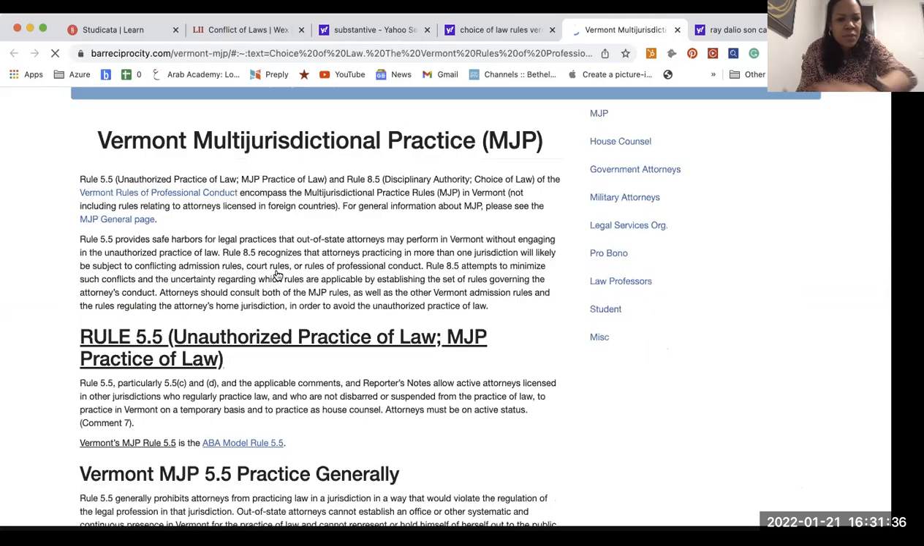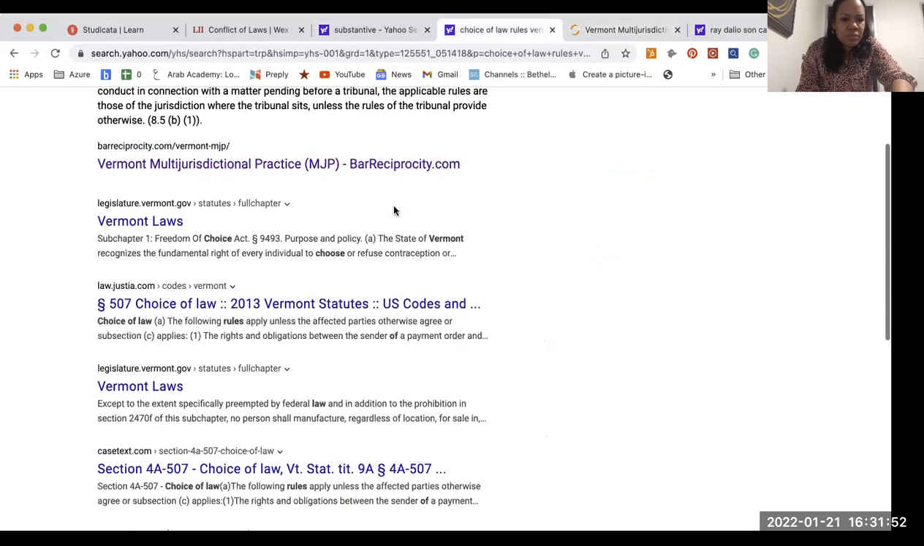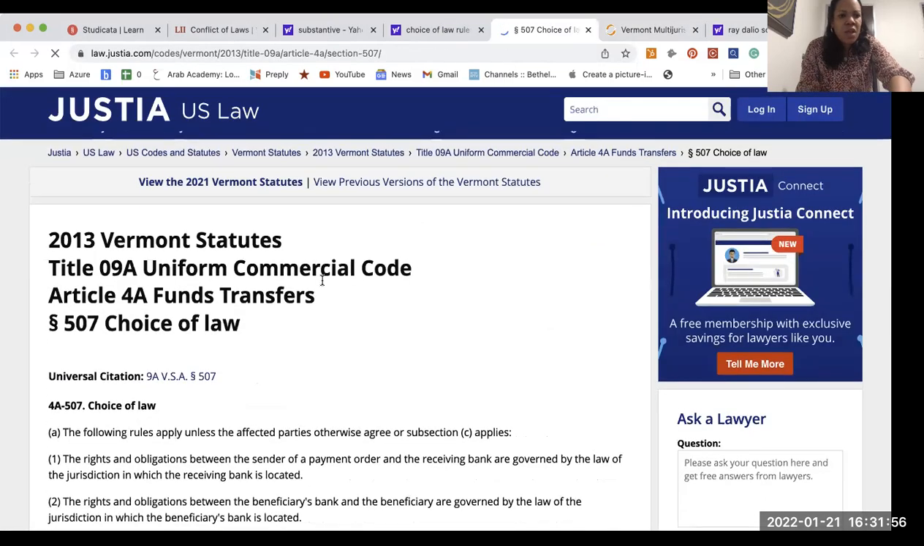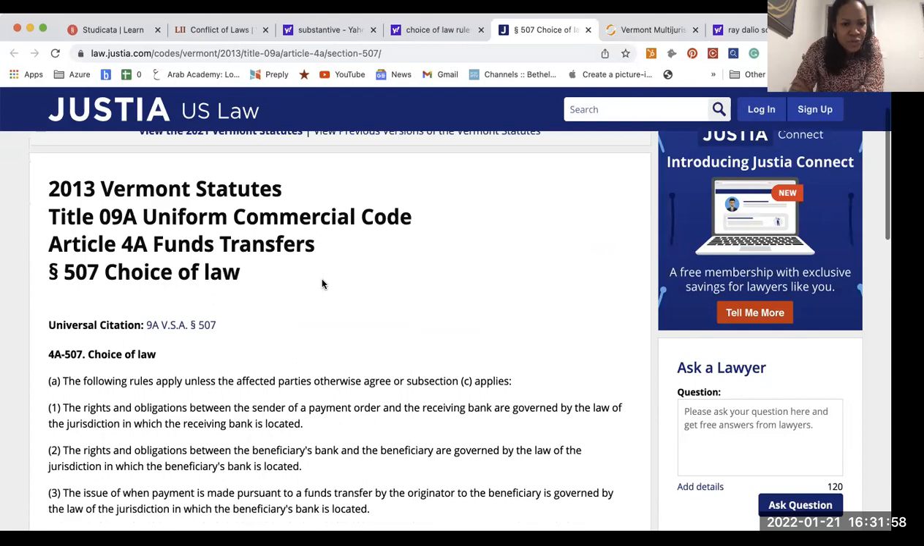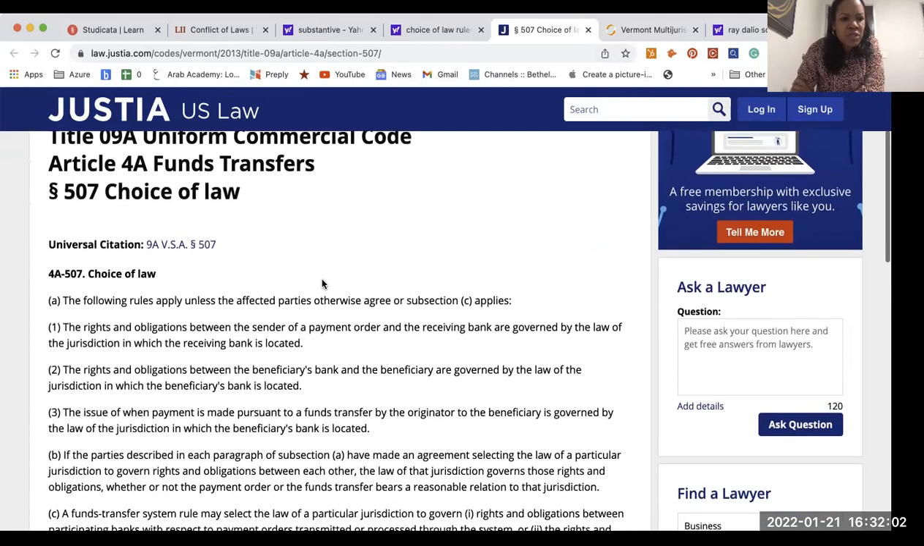Let's see. So this is the code of... I thought it was here. Okay, Vermont statutes, Uniform Commercial Code, Article 4A, Fund Transfer, Choice of Law.